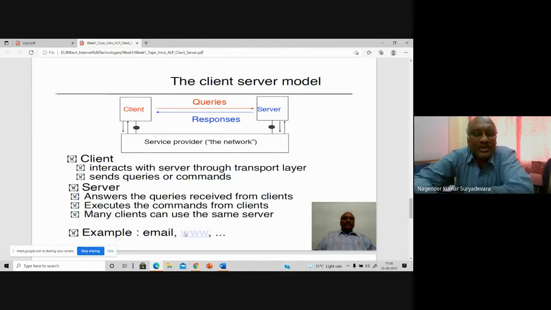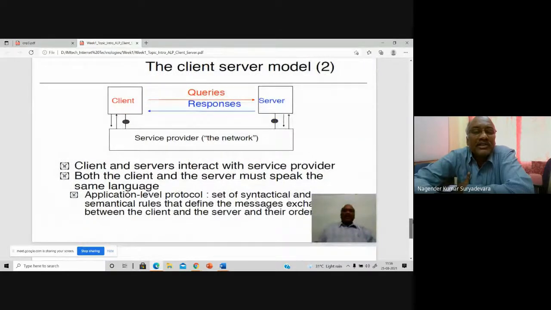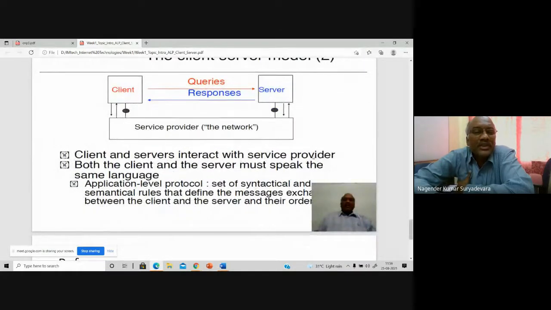As examples, just now I told you the server can be a mail server, through which you see email. It can be the World Wide Web. The web is basically a collection of documents, and those documents are present on the server. The www protocol is followed to collect that information and give it to you. Like this, the client and server interact with service providers. Both client and server must speak the same language. So what is the same language that both of them are speaking?